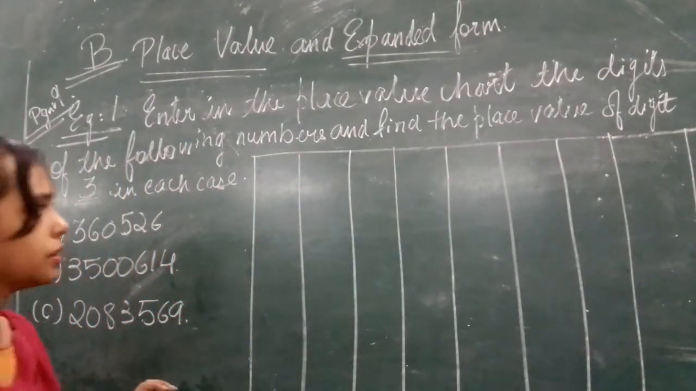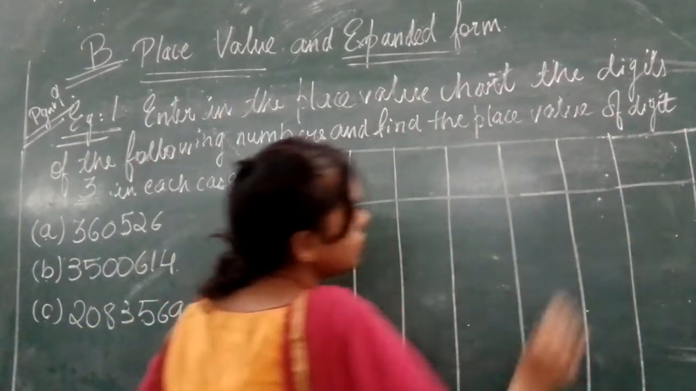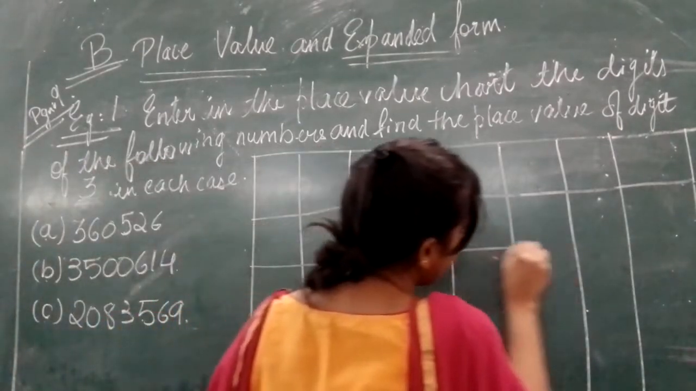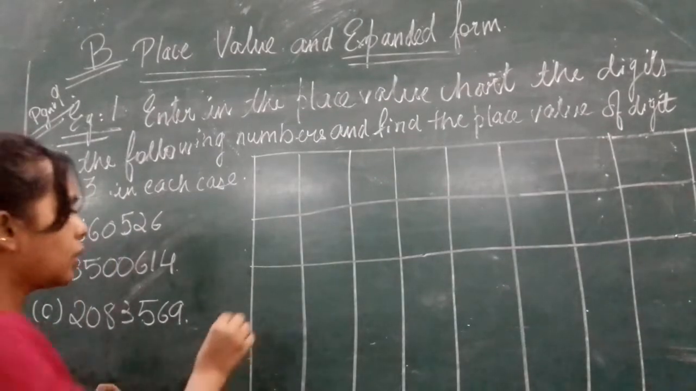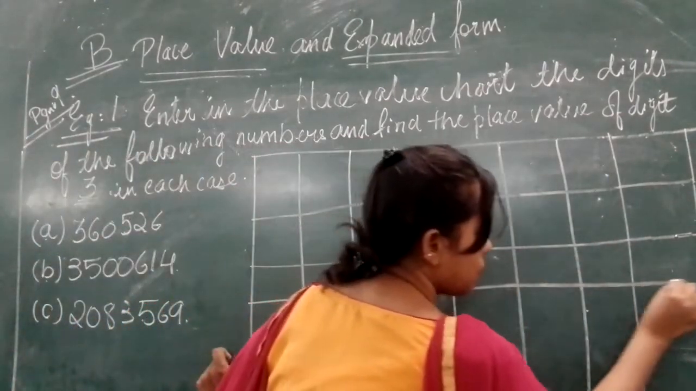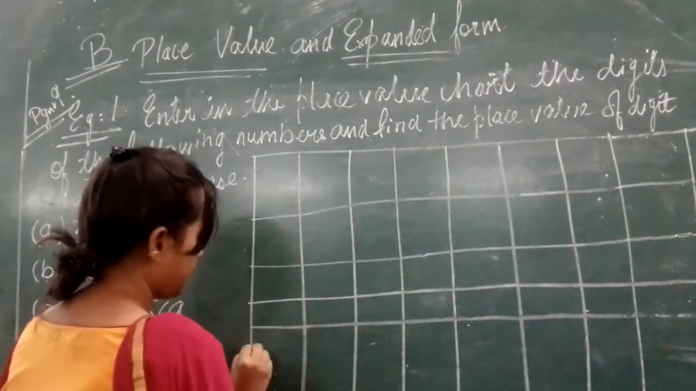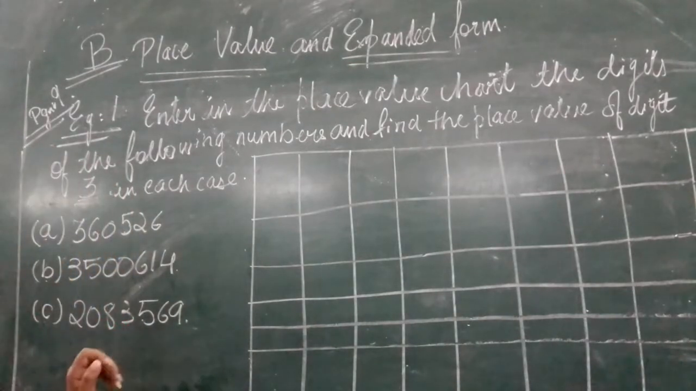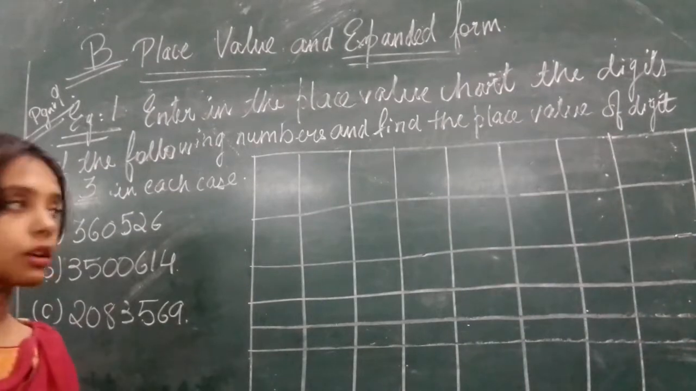Okay. So here what will you do? You will first make one column, then again another one. Okay. Then we will all make 1, 2 and 3. Okay. So first 2 big columns, then 3 small columns.